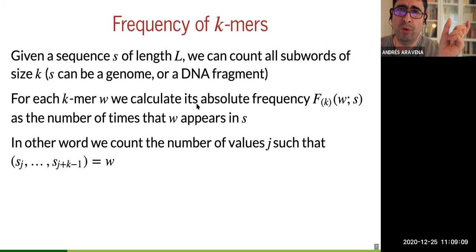You go through the genome and you take the first K letters, and you count how many times you see this sequence. Then the second, the third. Essentially, you go through the genome and you take note of every combination of K letters that you see. In fact, I have a drawing later.